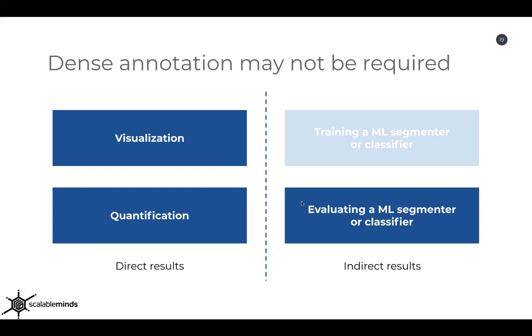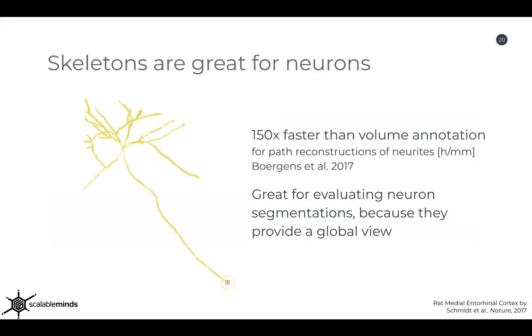On the machine learning side, we typically don't use sparse annotations for training machine learning systems. That is something where we almost always use dense annotations. But for evaluation purposes, sparse annotations can be very good and can sometimes even provide a better picture, because it's actually feasible to get a global view of your data, which it wouldn't be if you do dense annotations. So what do I mean by that?